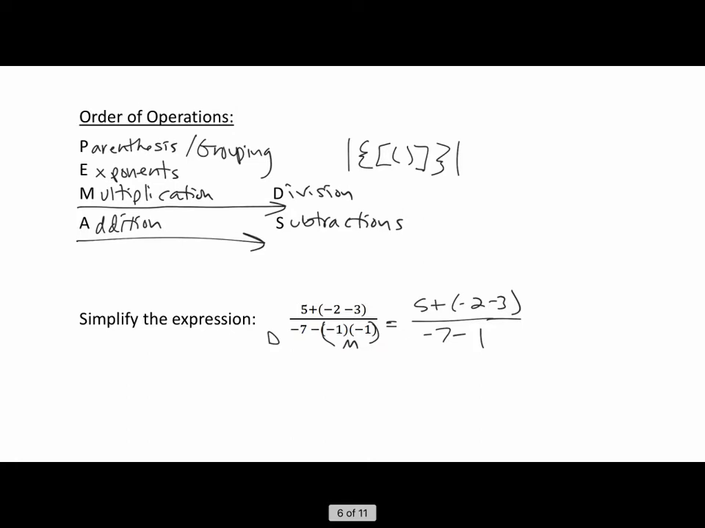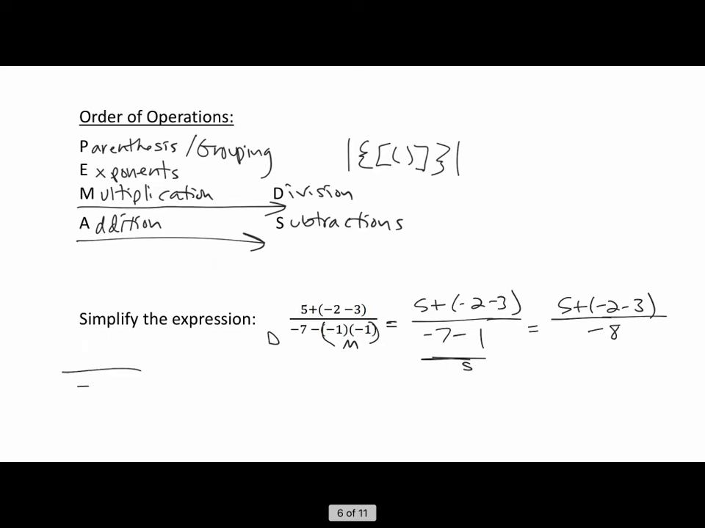I don't change the negative sign in front, though, because that was already there. So next, in the denominator, we have subtraction. So -7 minus 1 is like -7 plus -1, and that's -8 altogether.